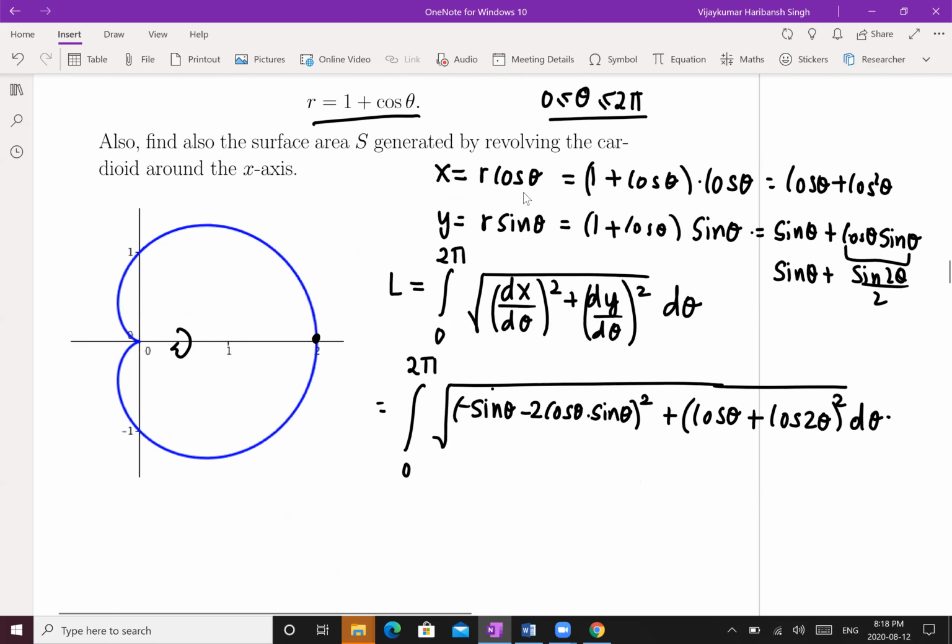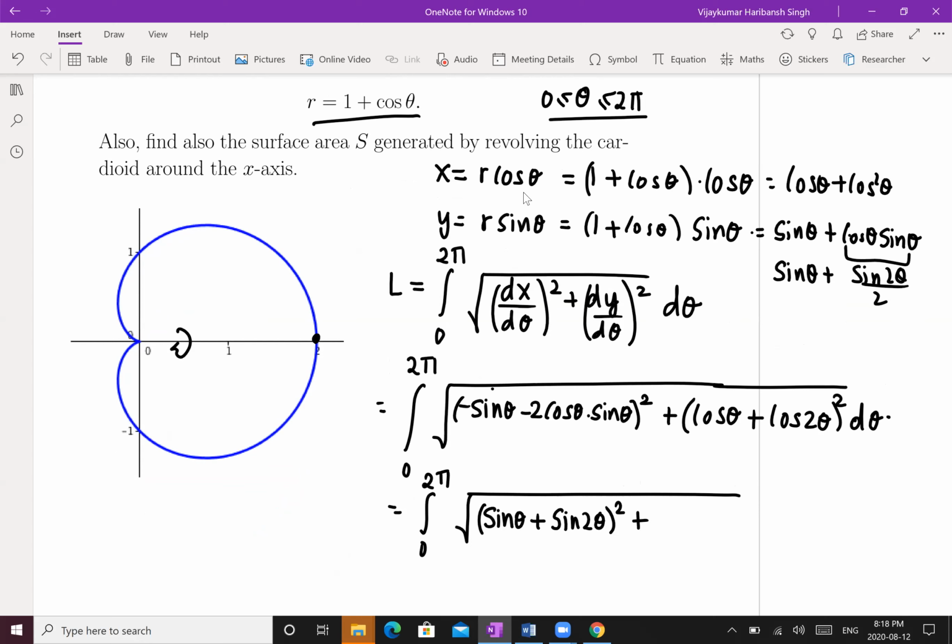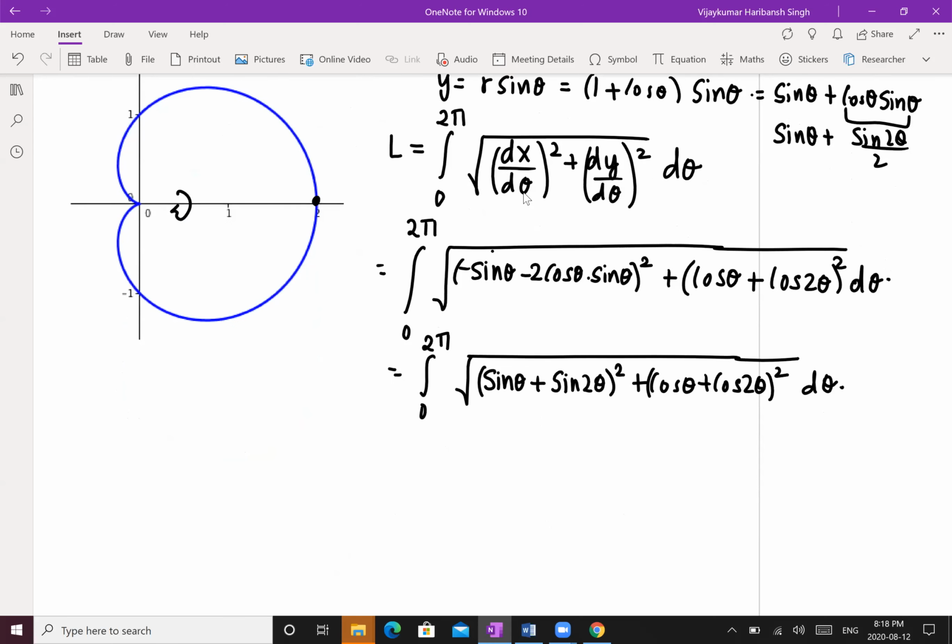In fact, this can be rearranged. We have the integral from 0 to 2 pi of the square root of (sine theta plus, now 2 sine theta cos theta can be written as sine 2 theta, the whole square) plus (cos theta plus cos 2 theta, the whole square), d theta.